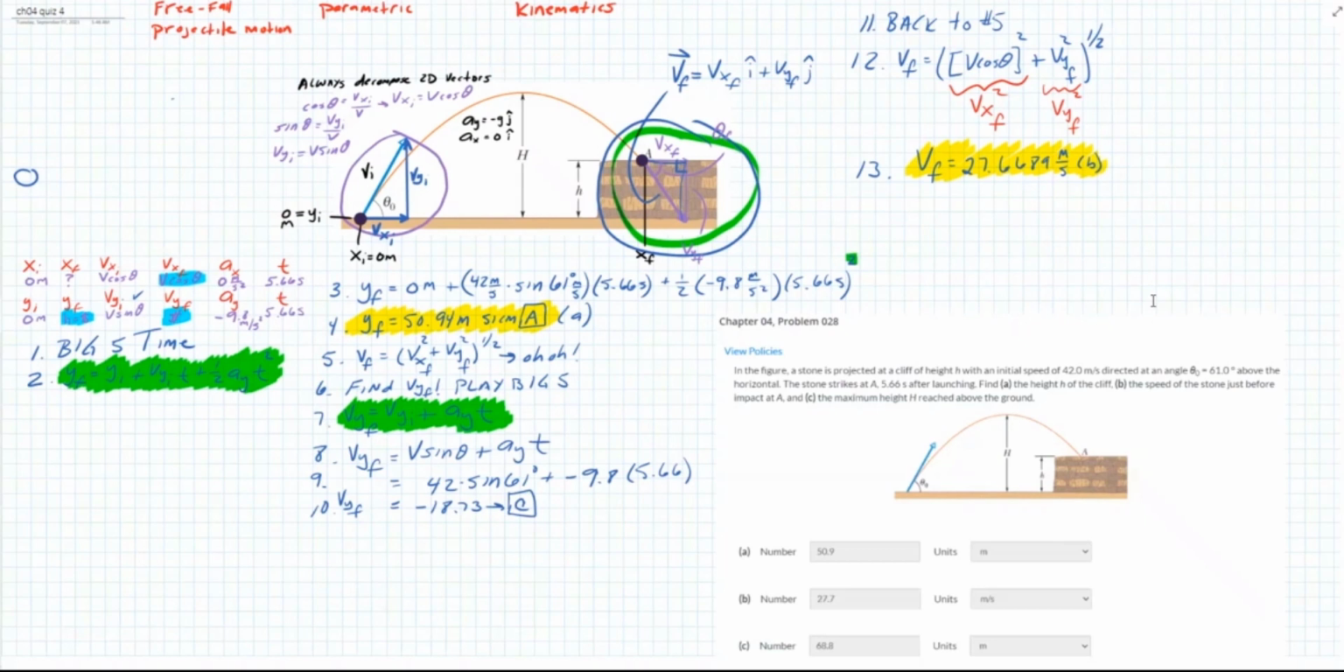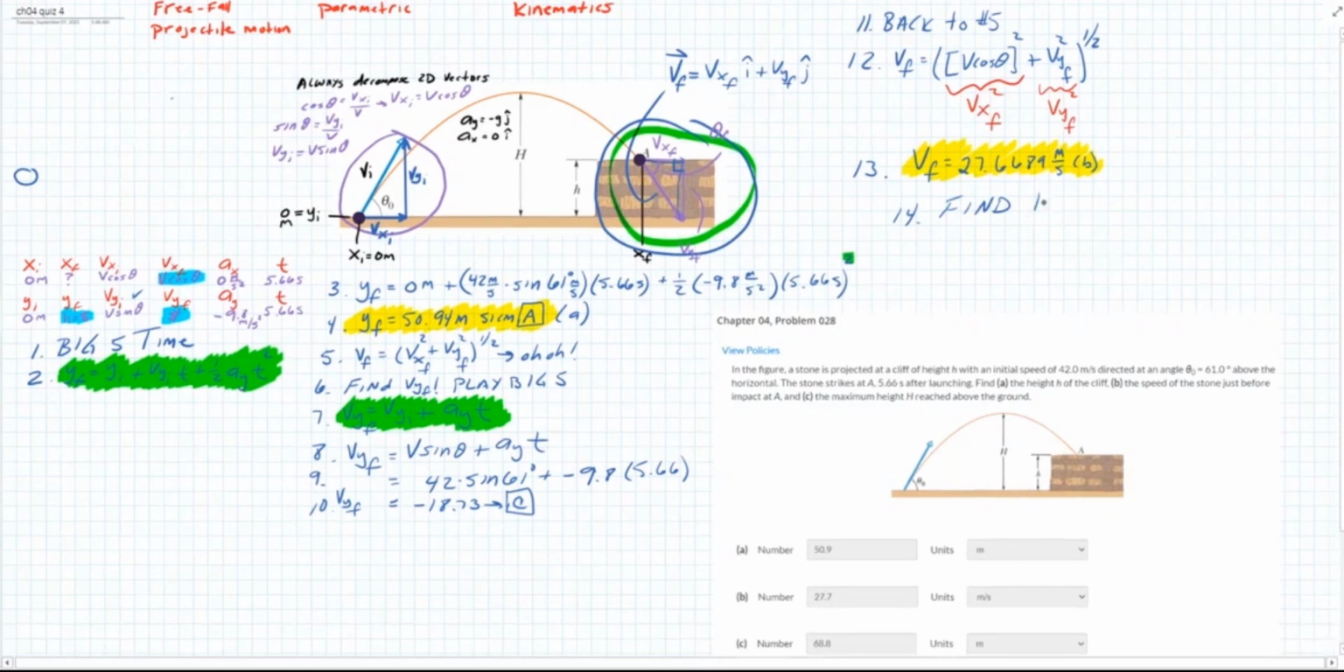Okay, I think maybe I know. I'm going to try this. Number 13, number 14. Number 14, find big H. The maximum height reached above the ground. Find that big H. This is our last task for this problem. So I'm going to do another data table. And it's good repetition.